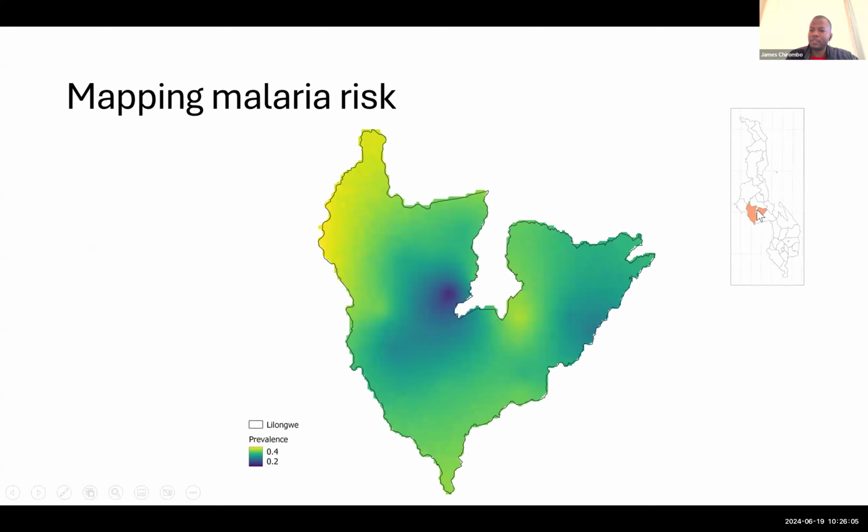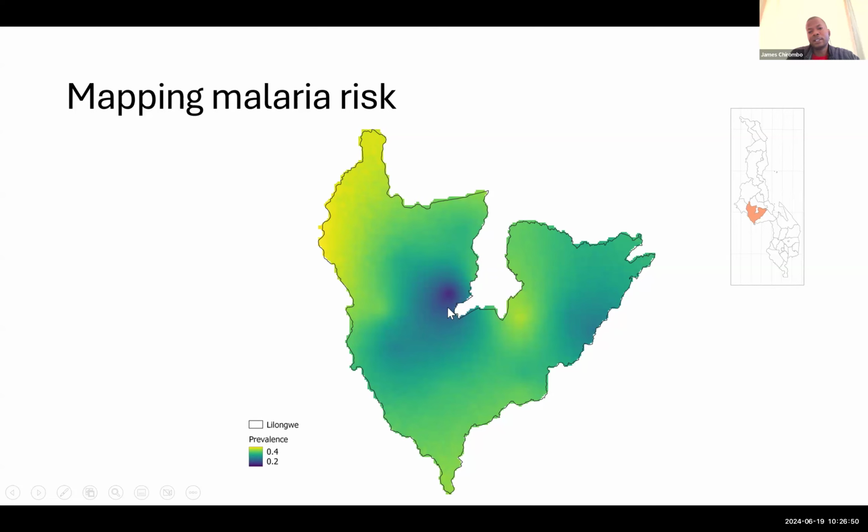On this inset map, that's the district within Malawi, and this is how the prevalence looks when we extrapolated the prevalence from the point surveys to have an idea of the risk across the district. So from the legend here, just want to take your attention to the changes in the colors. This tells us the differences in the prevalence levels. So darker colors are associated with low values, according to the legend here. These yellowish colors are areas of elevated risk or prevalence.